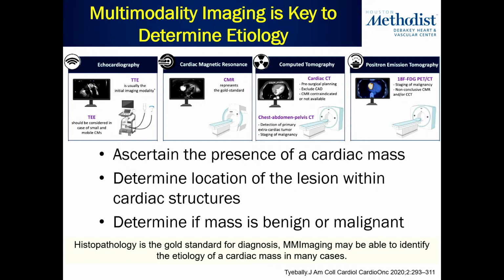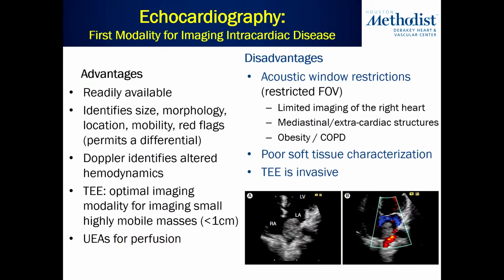It can help you by asserting whether the presence of a cardiac mass is truly there, to help you determine the exact location within the cardiac structures and whether it's invading or not, and then to help you possibly determine if the mass is benign or malignant. The rest of my talk is really focused on cardiac MRI, CT, and a little bit of PET.